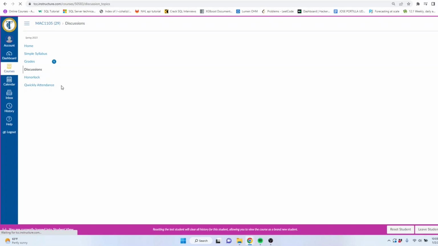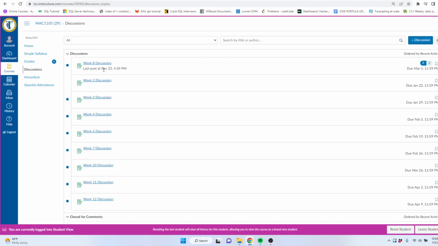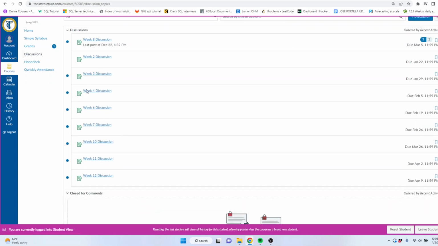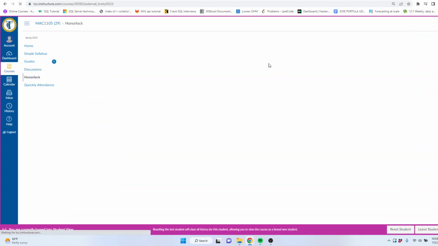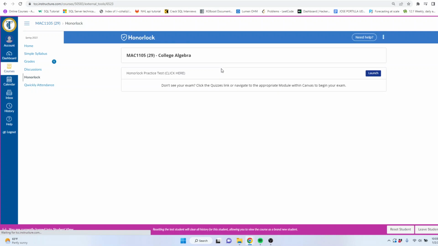The discussions page is going to have the discussions, so you can access them through the home tab, but I also have them here in case you want to see them or access them differently. The Honorlock tab, you don't ever really need to use this, because every access to all the tests is going to be on the home page. So this page really is just for me. You don't really need to worry about looking at this. You can access and launch them from here, but you don't need to.